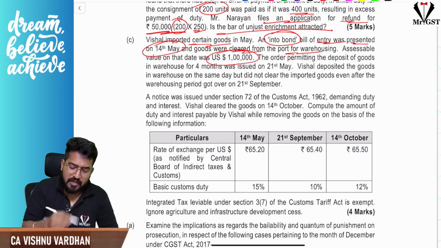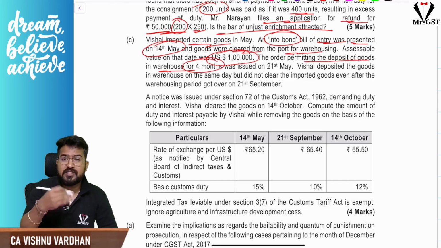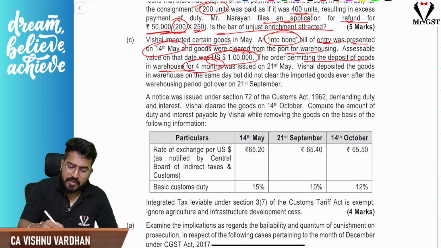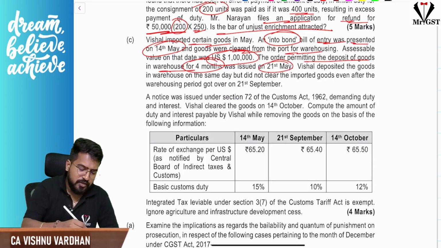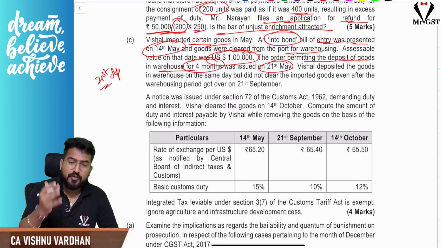Assessable value is 1 lakh US dollars. The order permitting the deposit of the goods is for 4 months. So you can store the goods in the warehouse for 4 months, and that was issued on 21st May. That means you can stay in the warehouse till 21st September. 21st May means June, July, August, September.